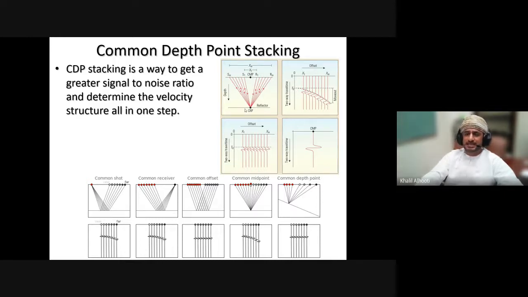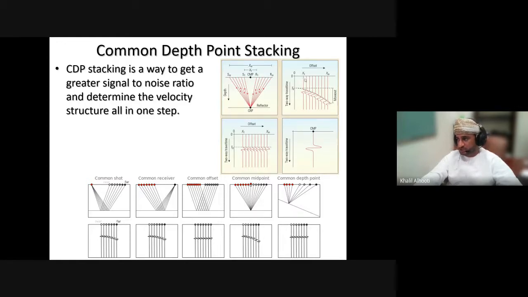I'm getting the same reflection points, common reflection points. So I'm imaging one point in the subsurface. Are there 5 or 6? Yeah, there are 6. That's 6 different traces. In terms of data, this is my acquisition configuration. In terms of data I receive, the data will look like something similar to what you see here.